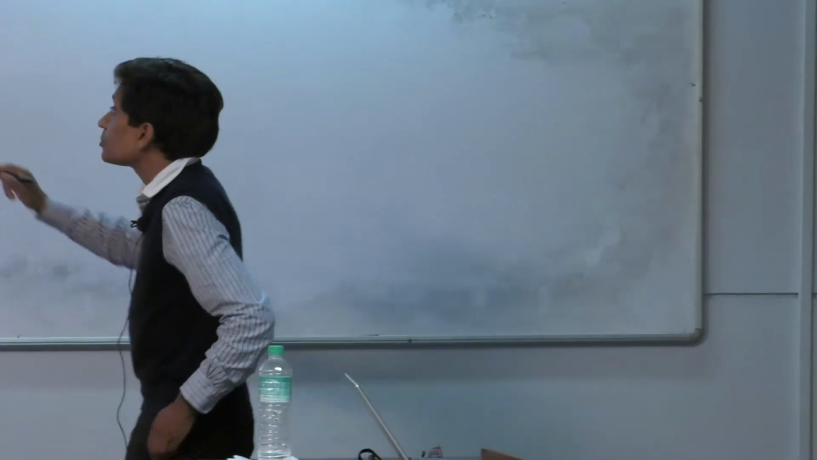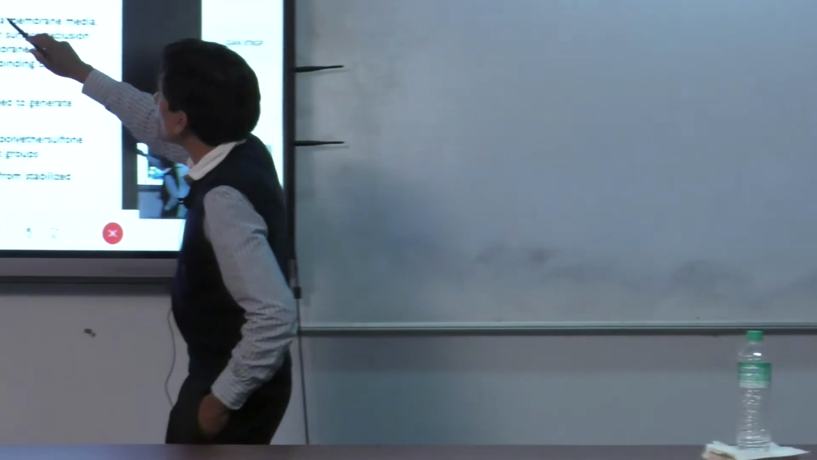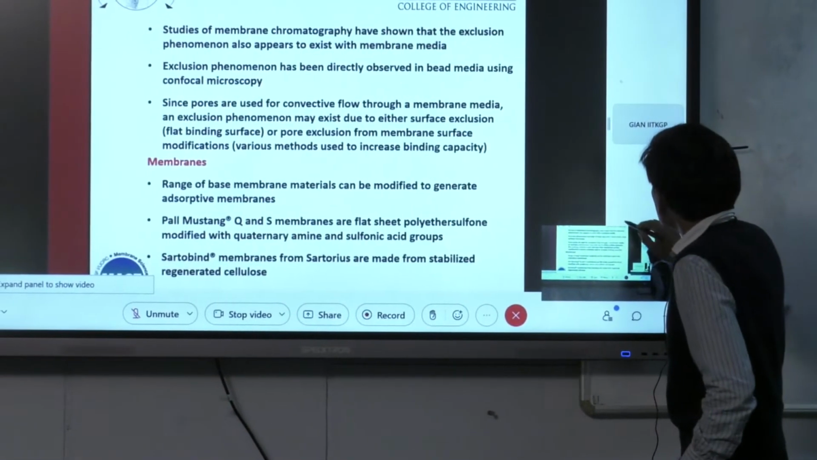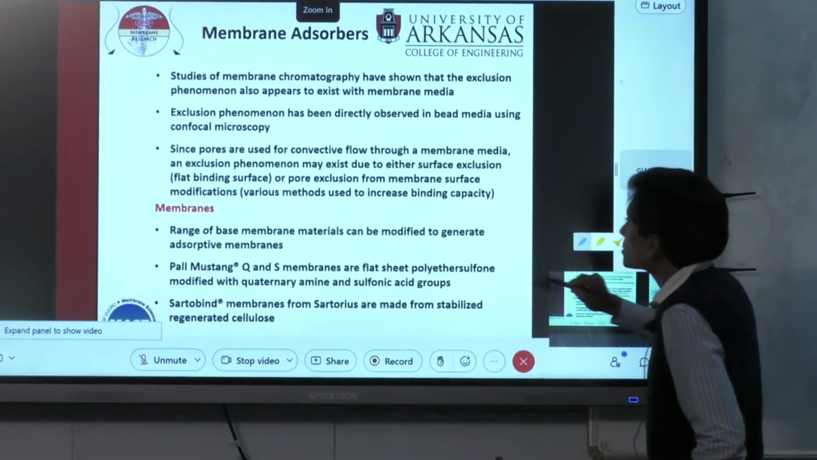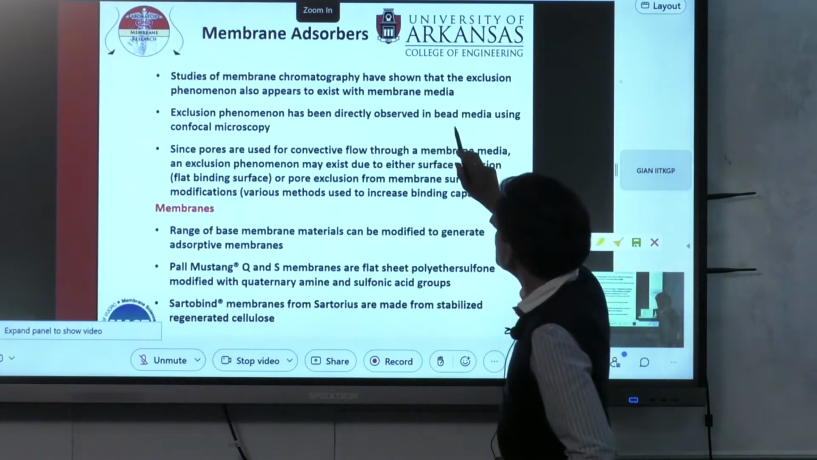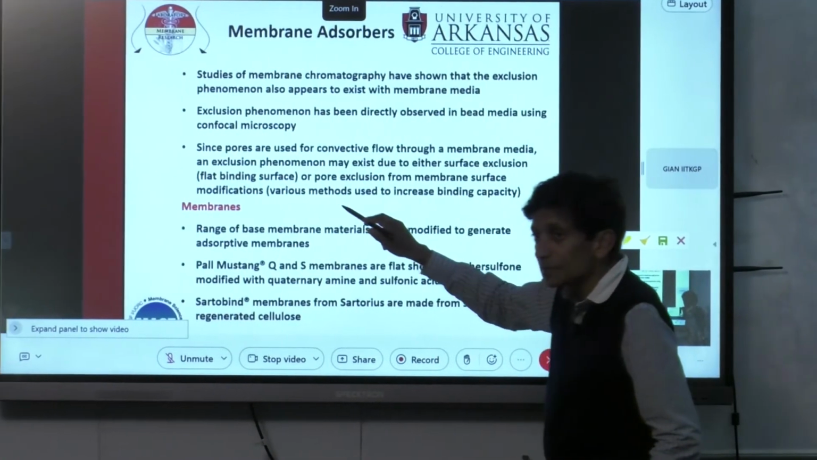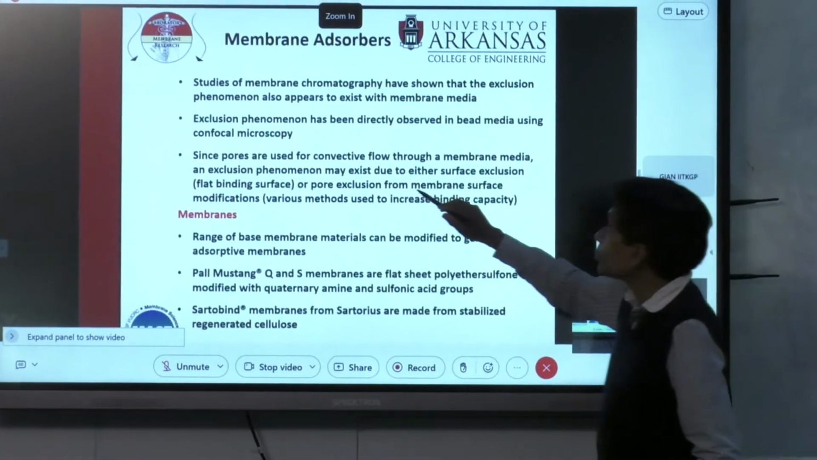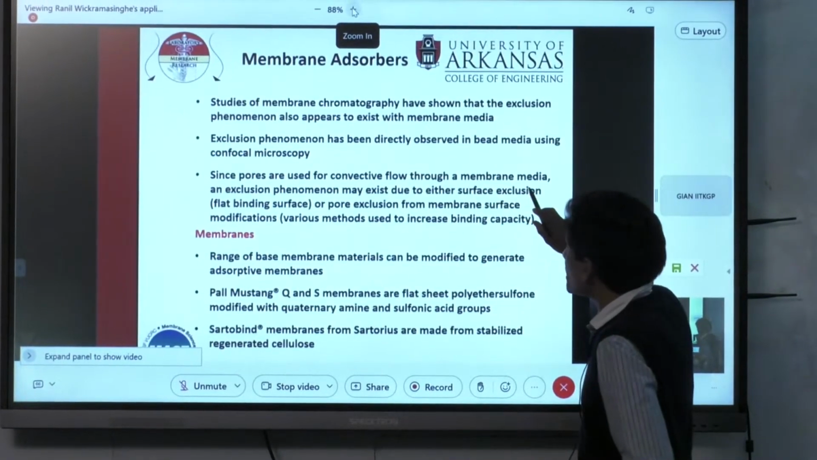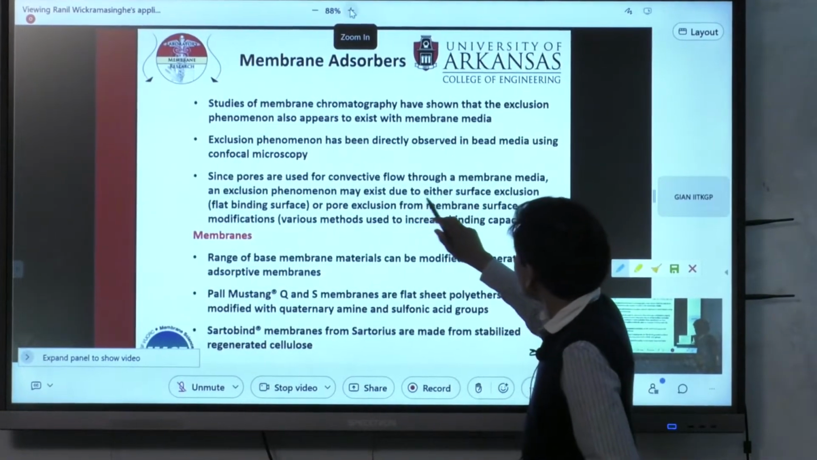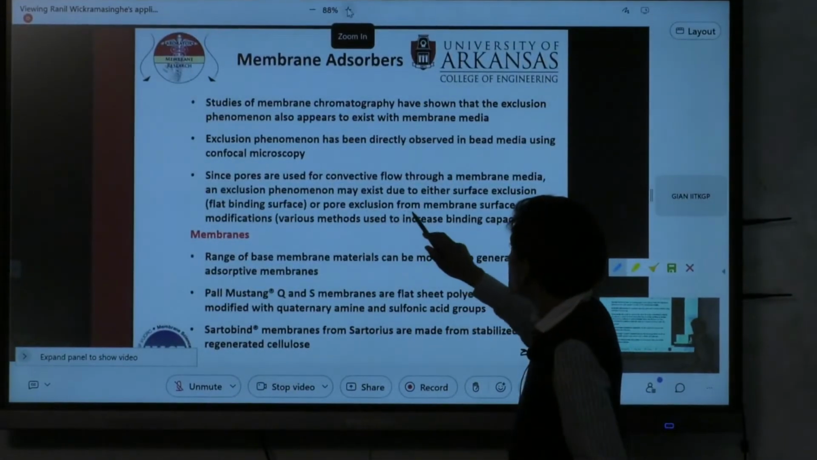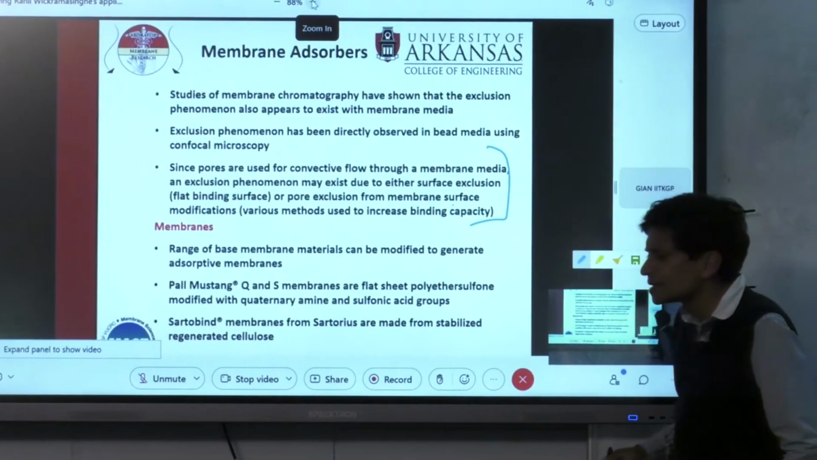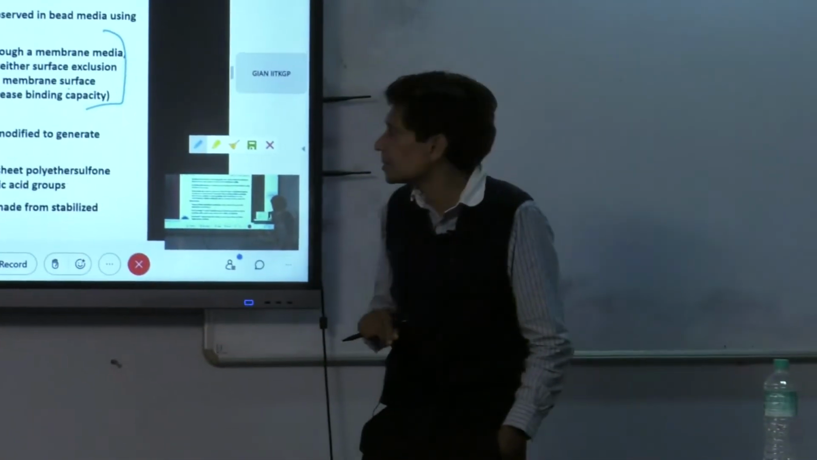Okay, studies of membrane chromatography have shown that the exclusion phenomena also exist with membrane media. But as I said, since we are using convective flow, sometimes it is not so serious. Exclusion phenomena have been directly observed in beads using confocal microscopy. If you are interested, there are some very interesting papers in that area. Since pores are used for convective flow through a membrane media, exclusion phenomena may exist due to either surface exclusion or pore exclusion from membrane surface modification. This is just saying that this same effect can be seen, but actually it is less significant for membranes.